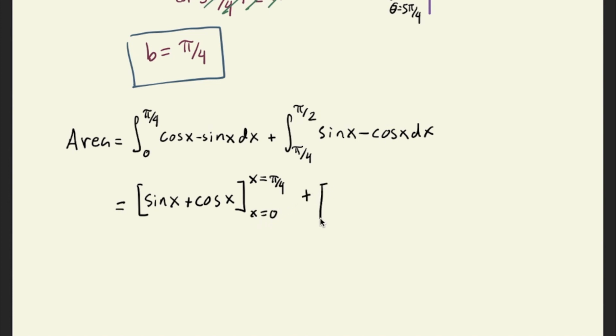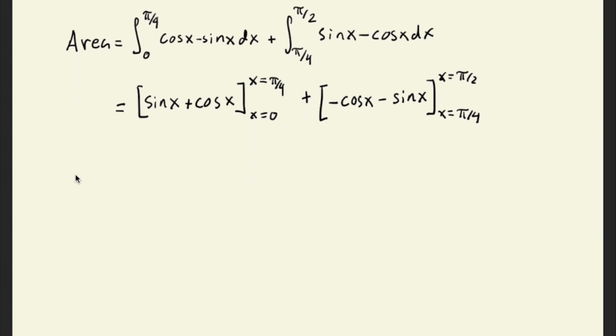Plus, antiderivative of this function: antiderivative of sine is negative cosine. The derivative of cosine is negative sine, so the derivative of negative cosine is positive sine. And an antiderivative of negative cosine is negative sine. Evaluate at pi over 2 and at pi over 4.